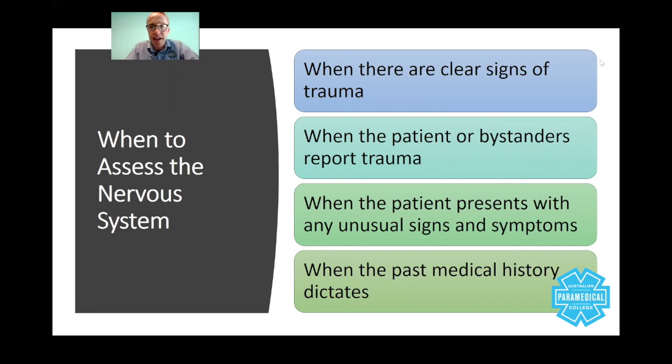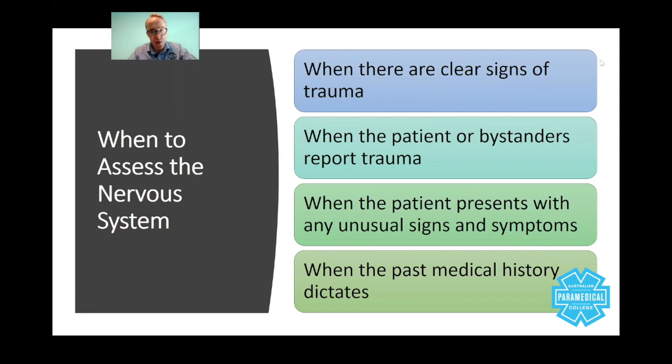So when there are clear signs of trauma, you definitely want to be thinking about doing a nervous system assessment, because as you've just seen, the spinal cord runs down the center of the vertebral column. When the patient or bystanders report trauma, rather than anything you've witnessed, sometimes you'll arrive on scene and the bystanders will be saying, yeah, he fell from a height, or yeah, he was hit by a car at high speed. That's when you need to consider doing that nervous system assessment or some version of it. And we'll talk about different versions of the assessments a little bit later on.